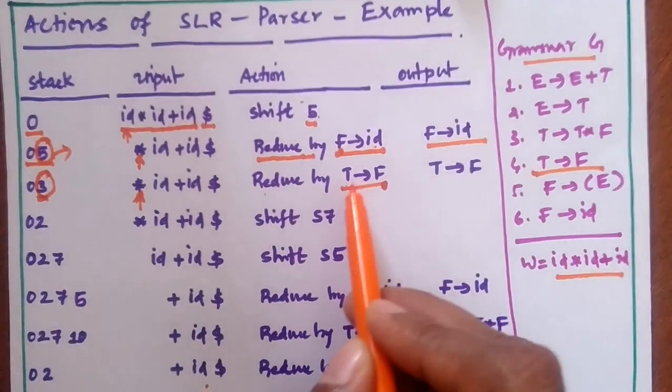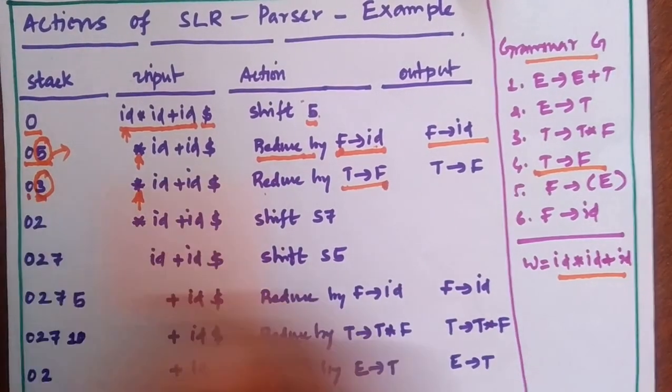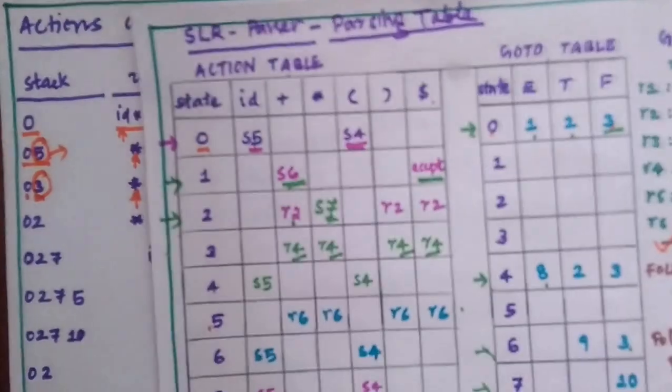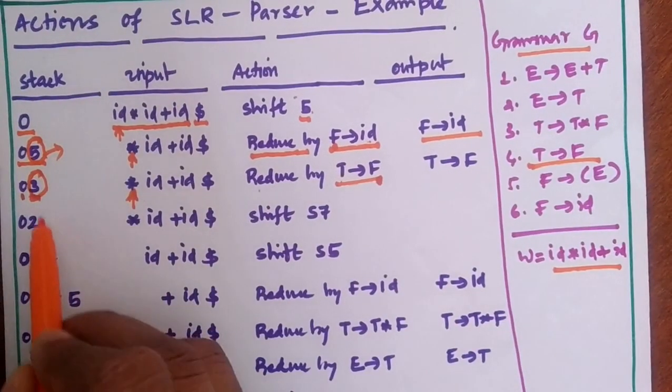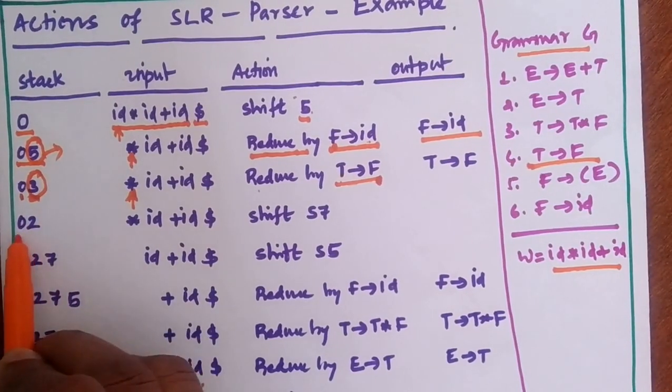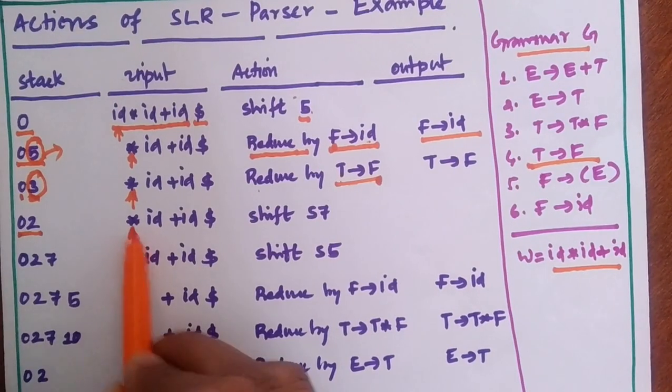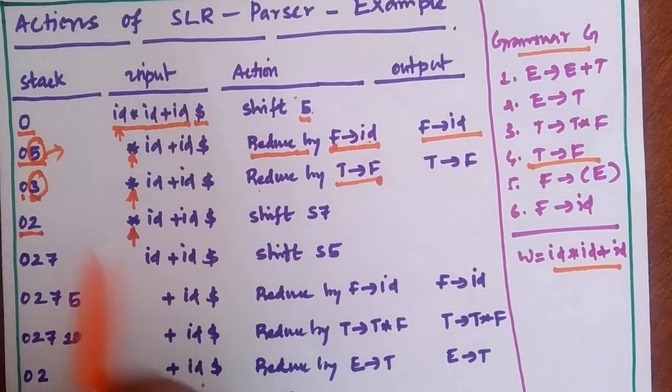So 3 will go. Then it will refer to the goto table using 0 and T. 0 and T is 2. So the parser will push 2 onto the top of the stack. So the stack status is 0, 2, and the input pointer will point to the same symbol.